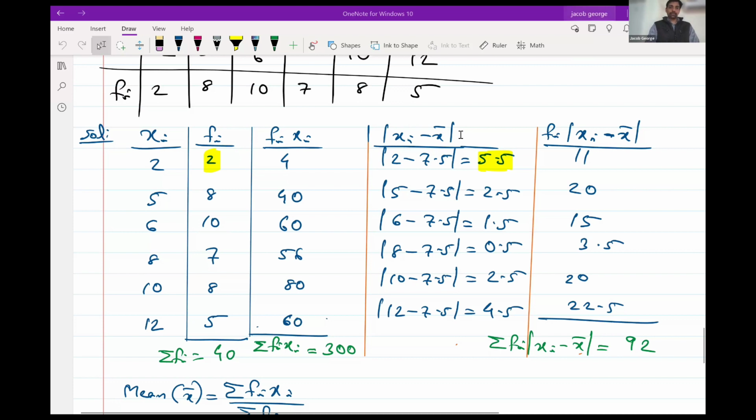Please go through the steps. Any doubt? Is it clear? Group discrete steps are clear. If there is any doubt in this question, you can ask.